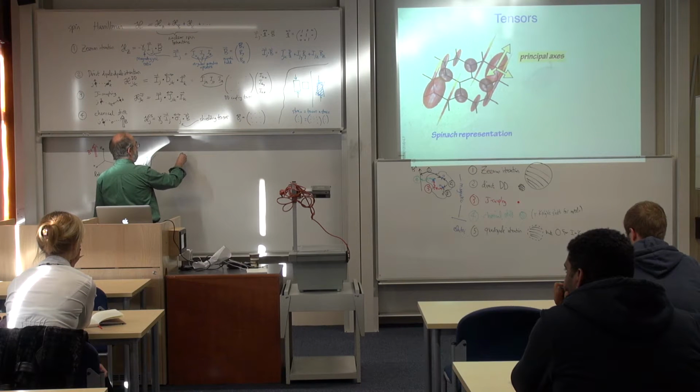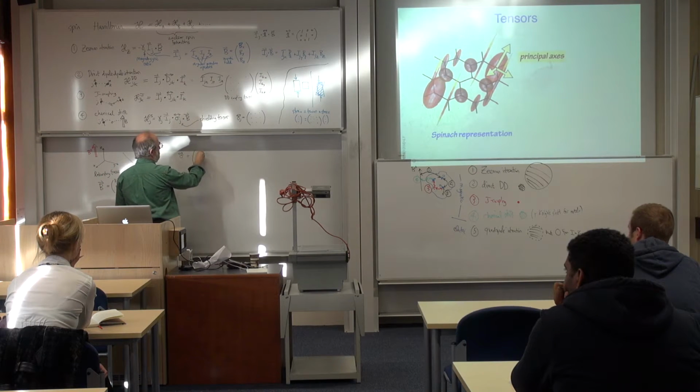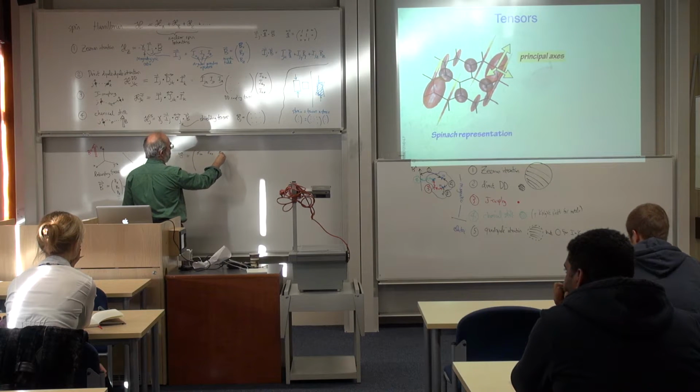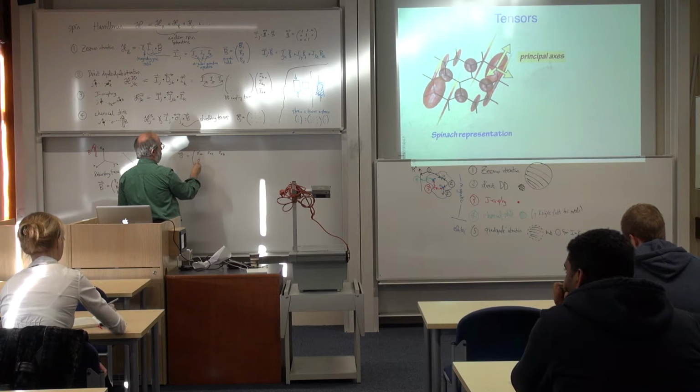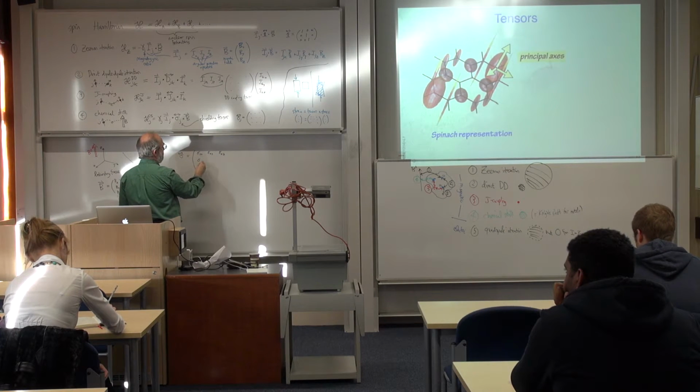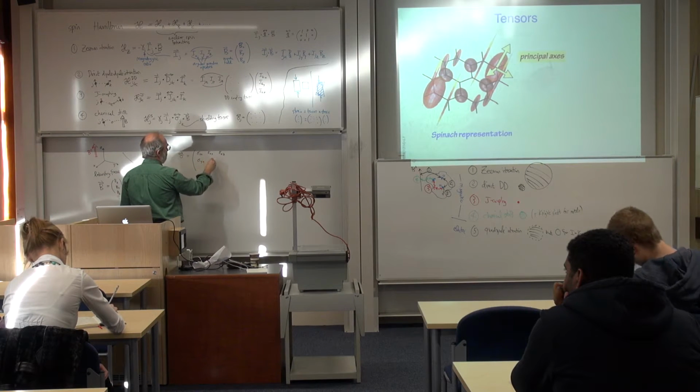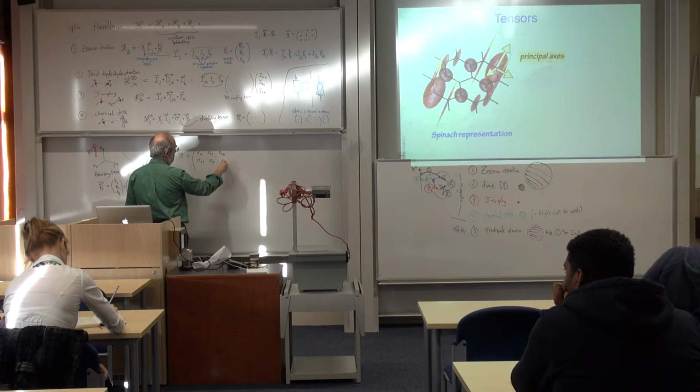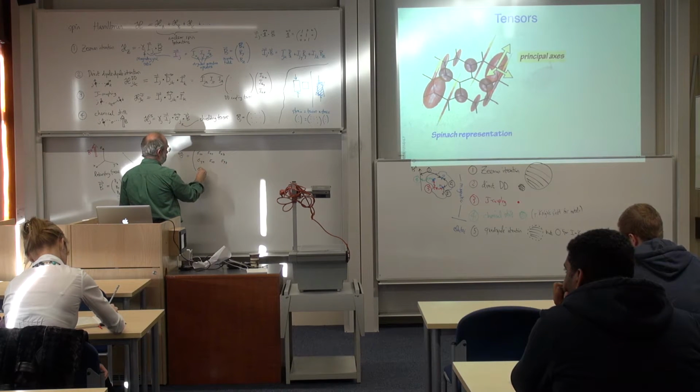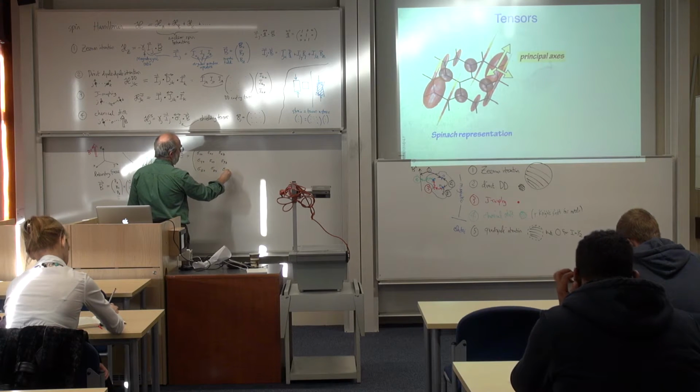The shielding tensor, in general, has 9 components, which one writes as XX, XY, XZ, YX, YY, YZ, ZX, ZY, ZZ.